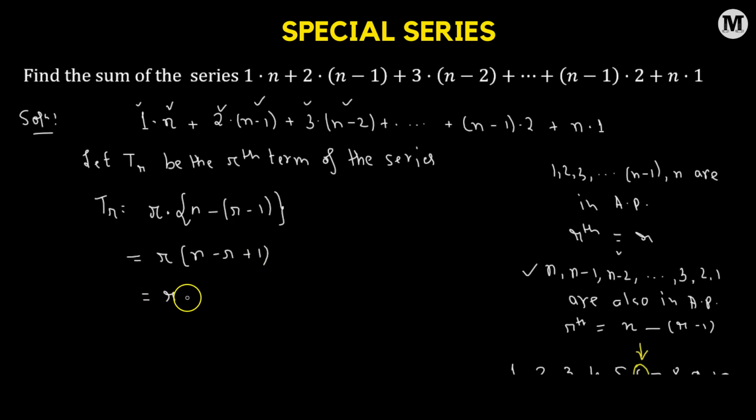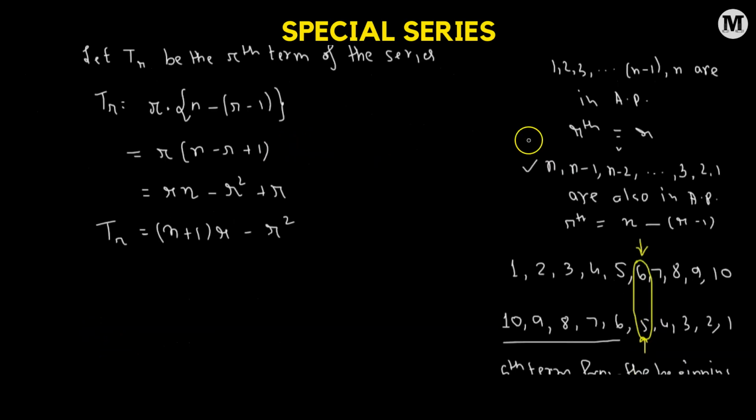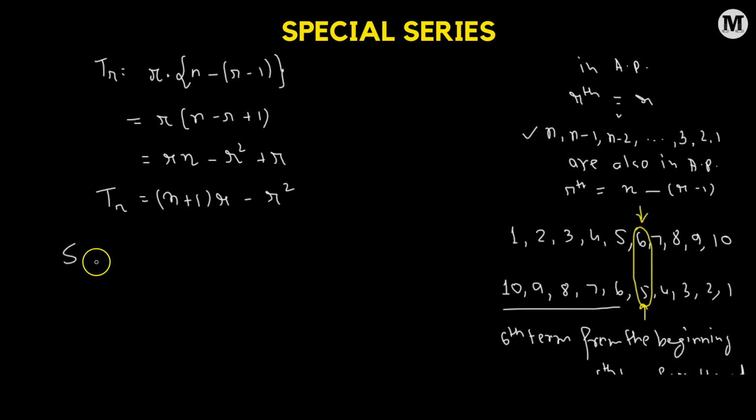Taking the product, we have r times n minus r squared added to r. We're going to combine the first and the third term. We have n plus 1 multiplied to r minus r squared. So this is going to be the rth term of the given series. Now in order to find out the sum of the series, this is simply going to be the summation of tr, where r is going to run from 1 to n. So this is now equal to the summation of n plus 1 times r minus r squared, where the index r goes from 1 to n.